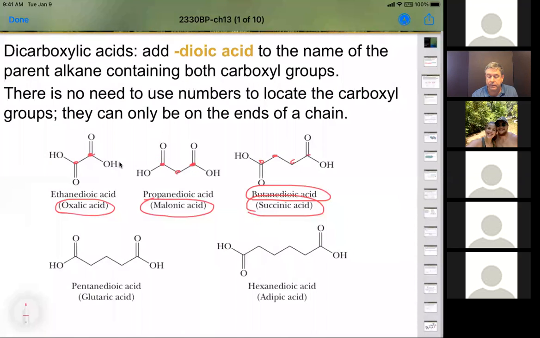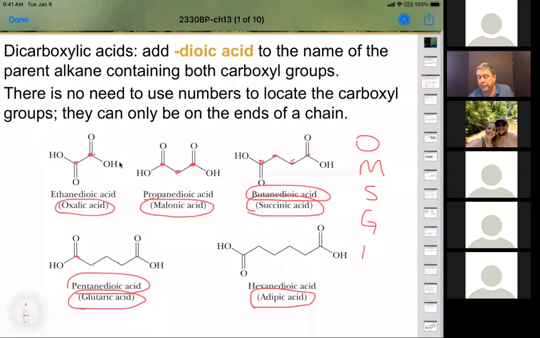And the 5 carbons, pentane dioic acid or glutaric acid. And then the 6 would be adipic acid. Okay. The way to remember the common names of these diacids is, oh my, such good apple pie. And then the pie is actually for phthalic acid. The benzene derivatives of dicarboxylic acids are all phthalic acids.